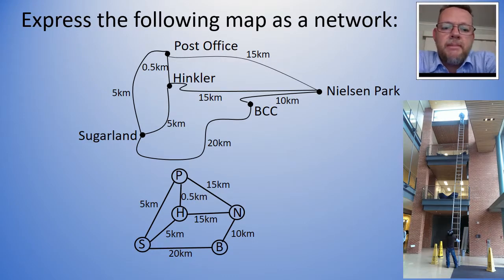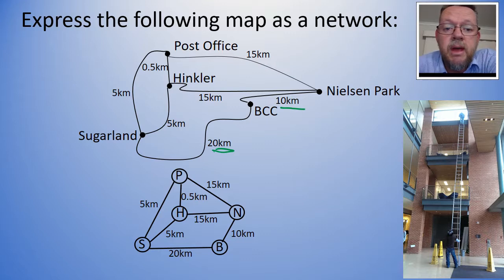When we have a look at a map, we can redraw a map in a way that is simple. And so we've got here a road network, and it kind of describes the roads around BCC, how to get from BCC to different places. So it takes, for example, about 20 kilometres, especially if you're going to go out by the ring road to get to Sugarland.